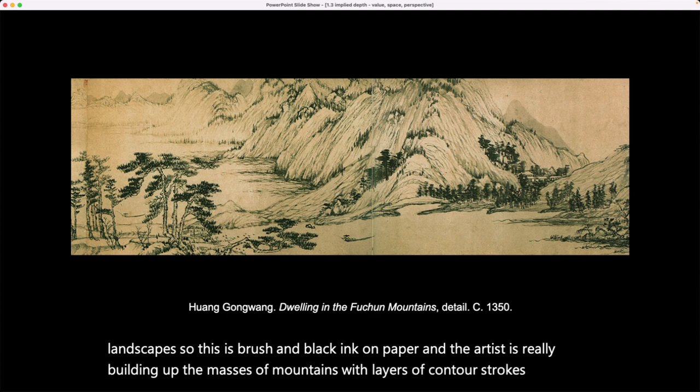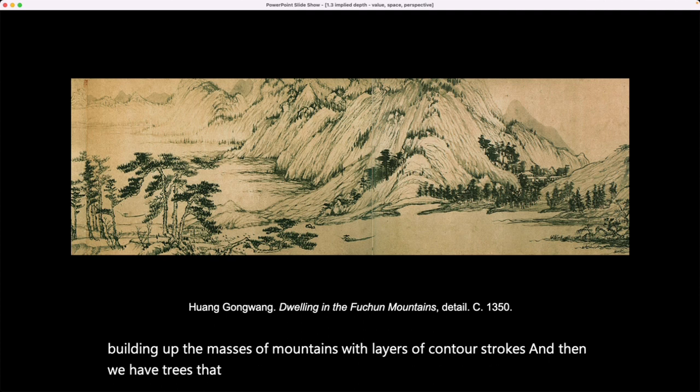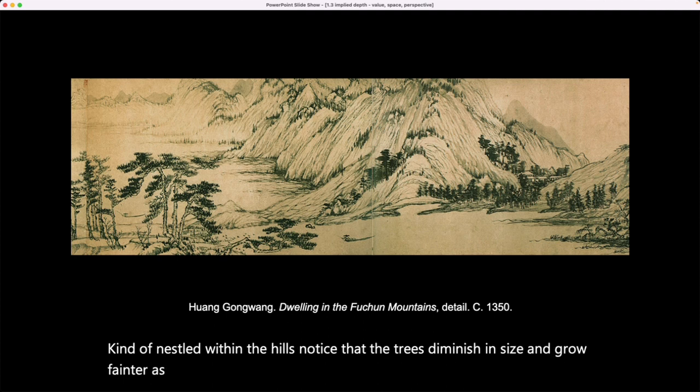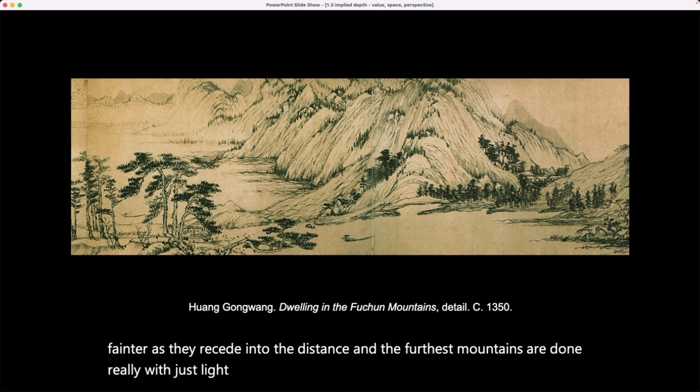And then we have trees that dot the slopes and houses kind of nestled within the hills. Notice that the trees diminish in size and grow fainter as they recede into the distance. And the furthest mountains are done really with just light washes of gray. So they're not as distinct, not as clear as those in the foreground.